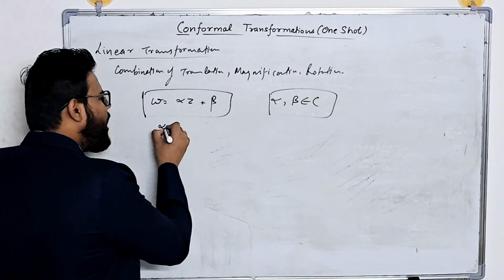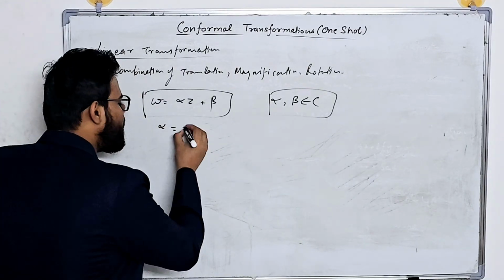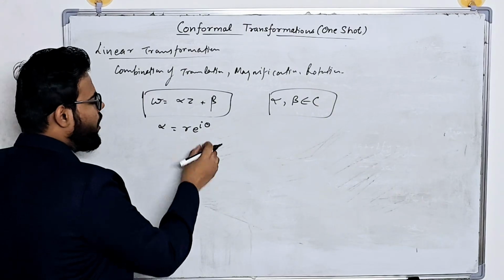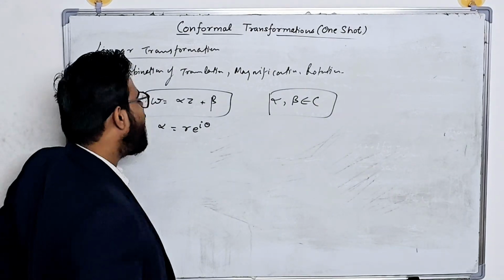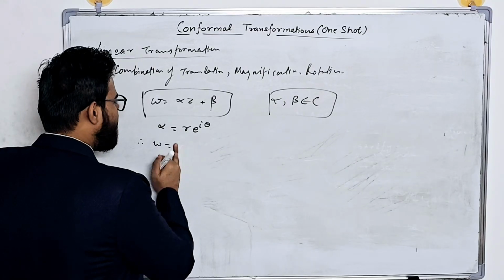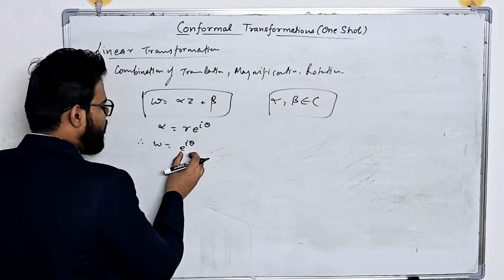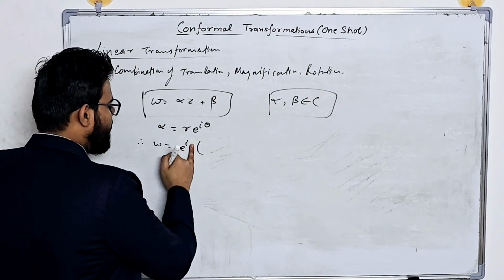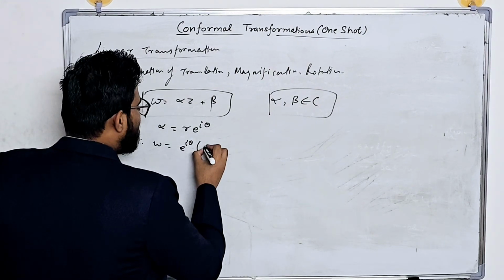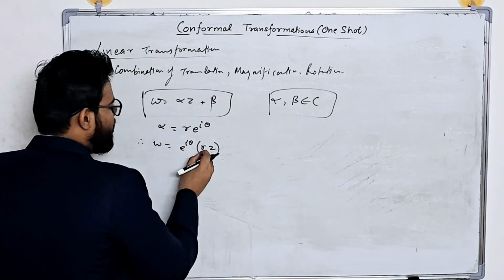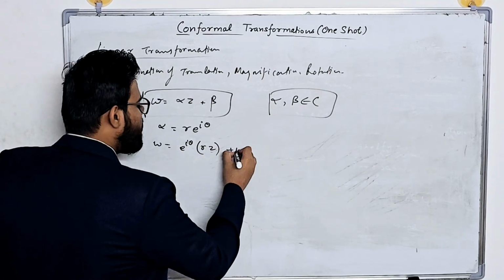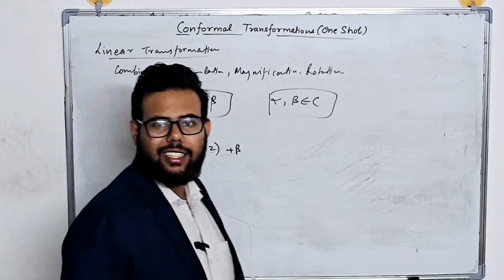Now alpha is a complex number, so it can be written as r e raised to power i theta, where r is a real number and e raised to power i theta is a complex number, right? Hence w is equal to r e raised to power i theta z. e raised to power i theta is the rotation. So this r times z is magnification, and this is rotation, and this is translation. So of course it is a combination of these three, right?